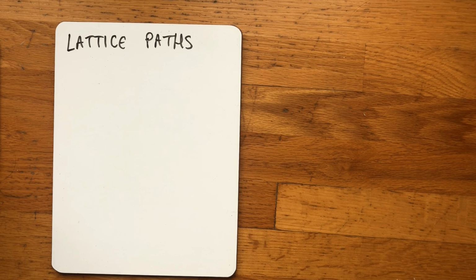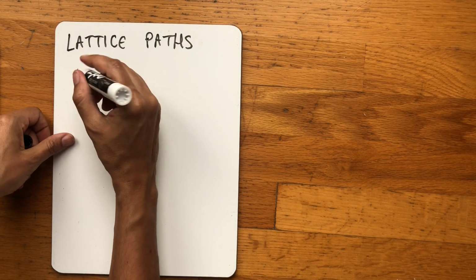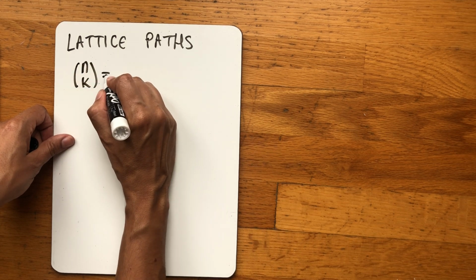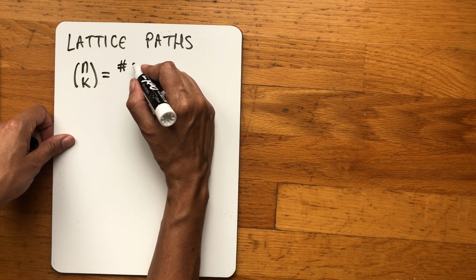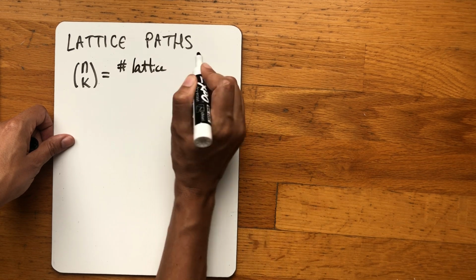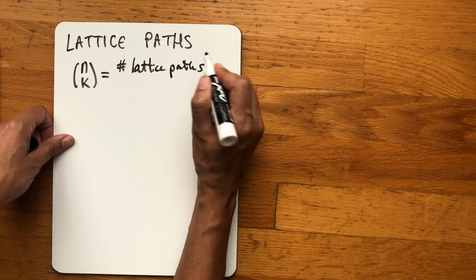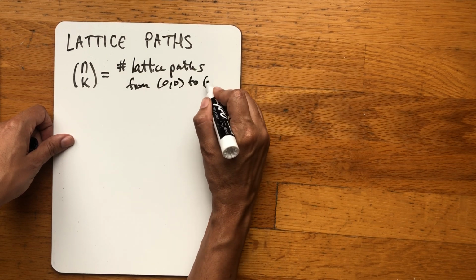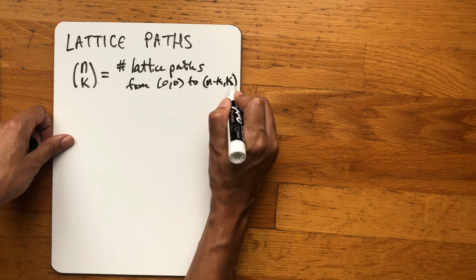There's a lovely geometric interpretation of the binomial coefficients that we're going to go through next. And the interpretation is as follows. N choose k is the number of lattice paths, and we'll describe what those are. We're going to stay on the integer lattice from (0, 0) to (n minus k, k).